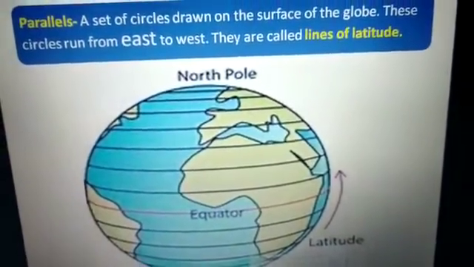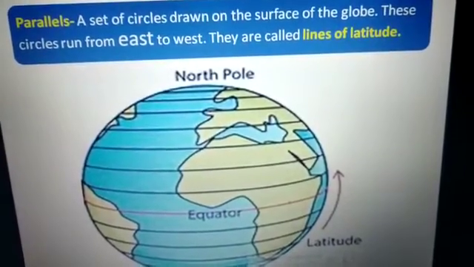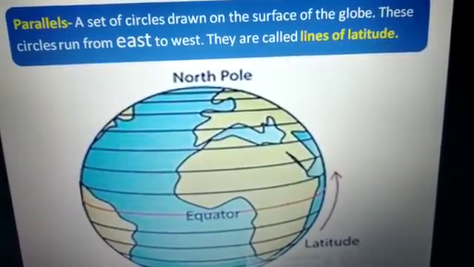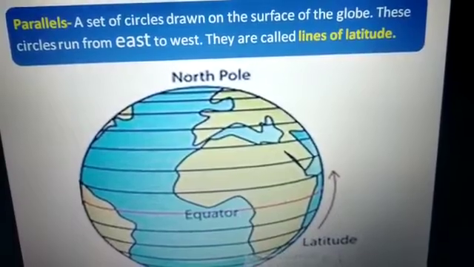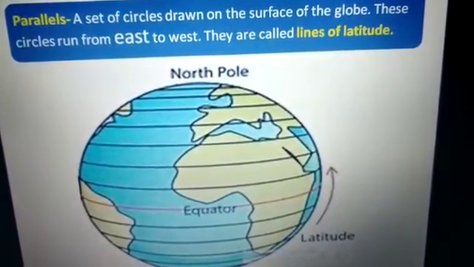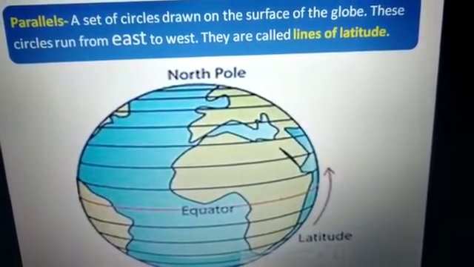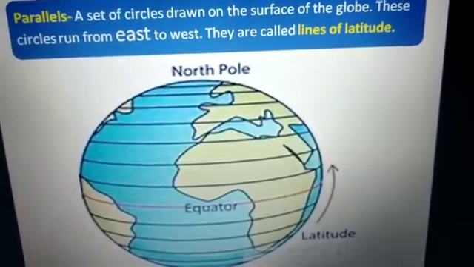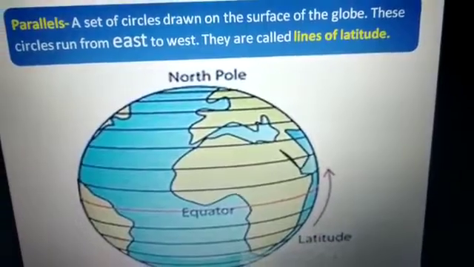Then, what are parallels? A set of circles drawn on the surface of the globe. These circles run from east to west. They are called lines of latitude. The horizontal lines, we call them lines of latitude.